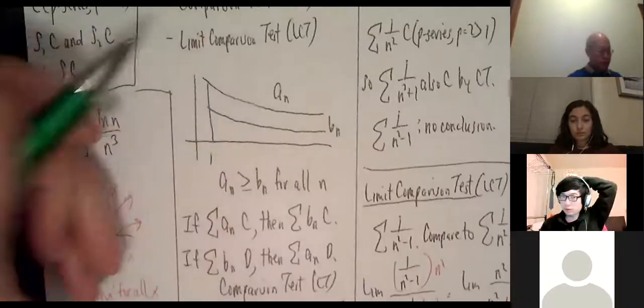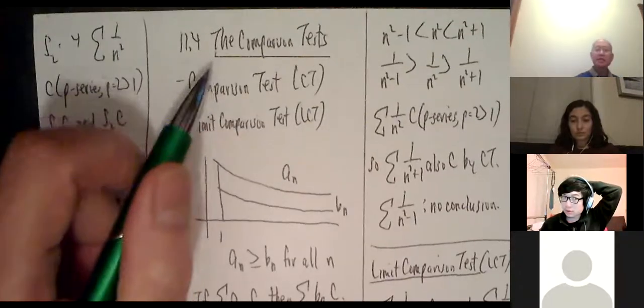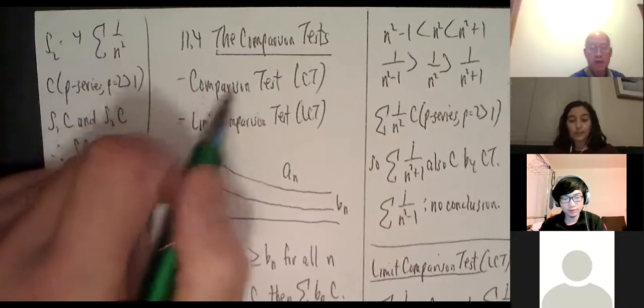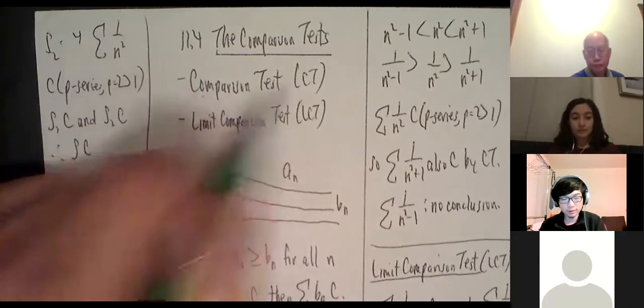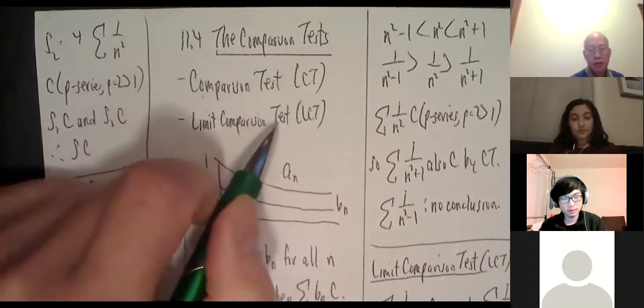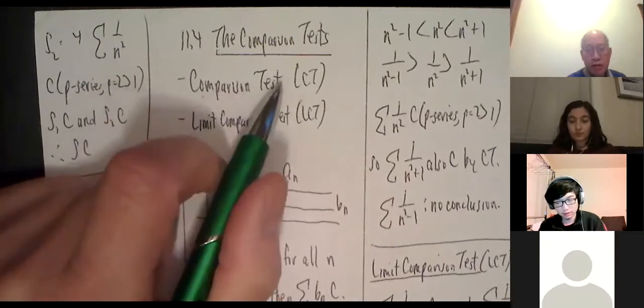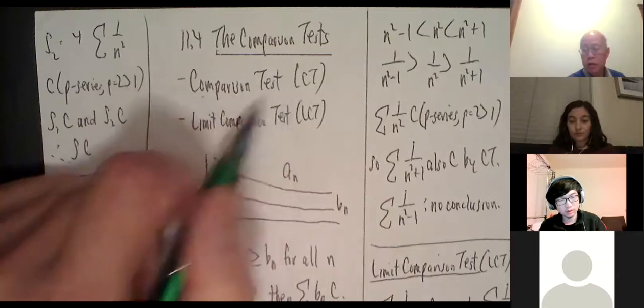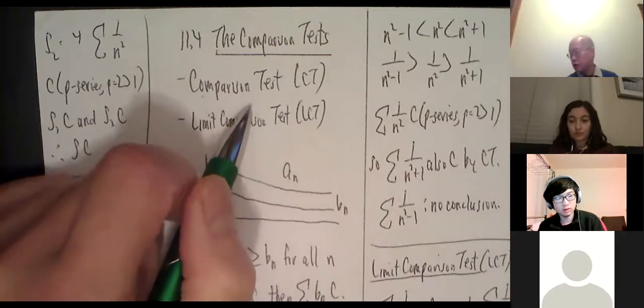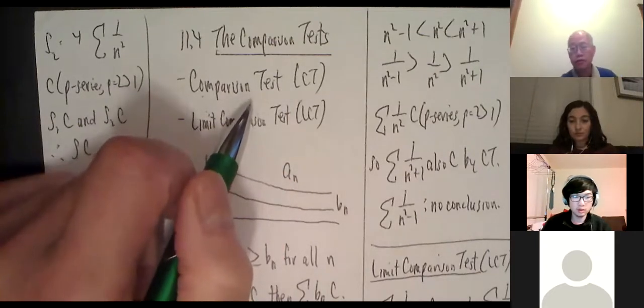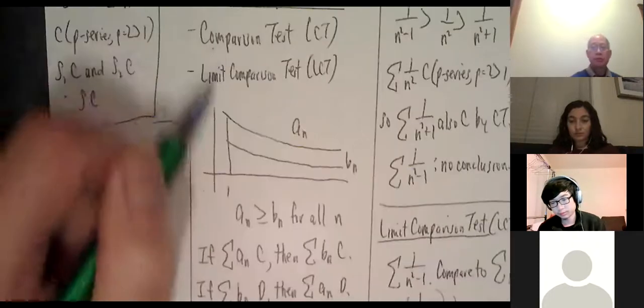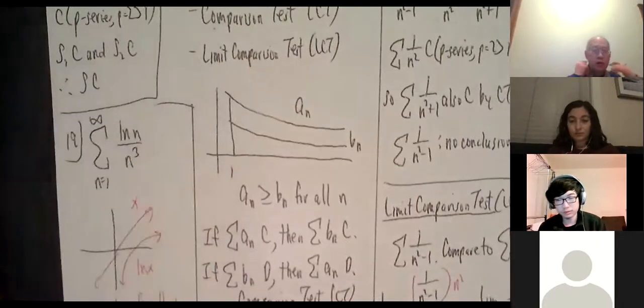Okay, so 11.4, the topic is the comparison tests. One is called the comparison test, CT. The other is the limit comparison test, LCT. The comparison test is easier to understand, I think, but the limit comparison test is actually more useful. It's useful in more problems. Let me start with the comparison test, and I'll start off with this picture.